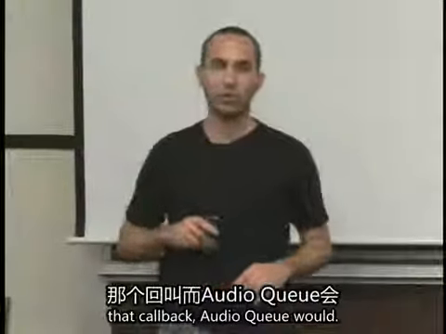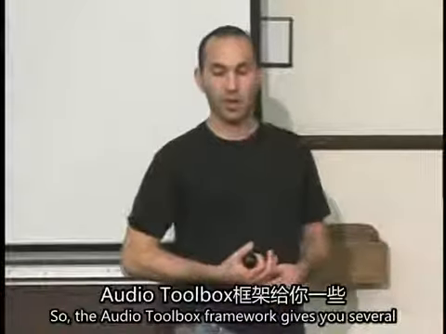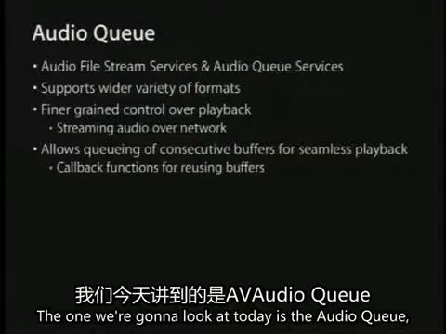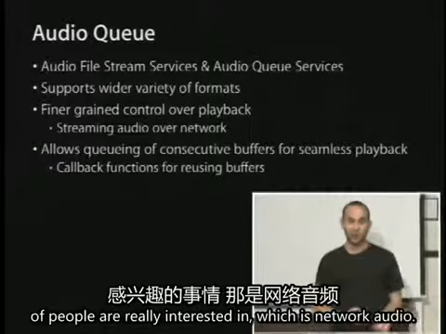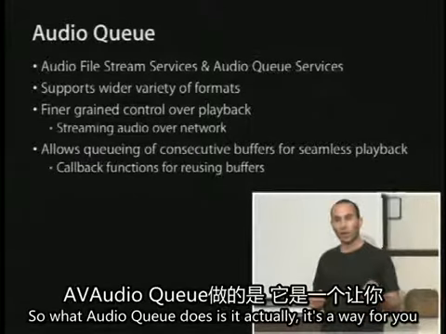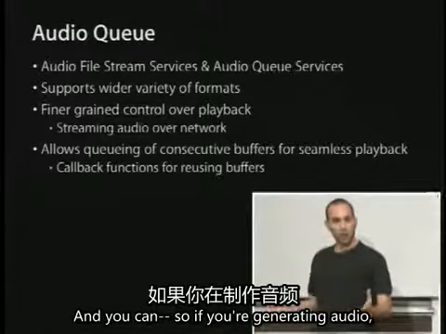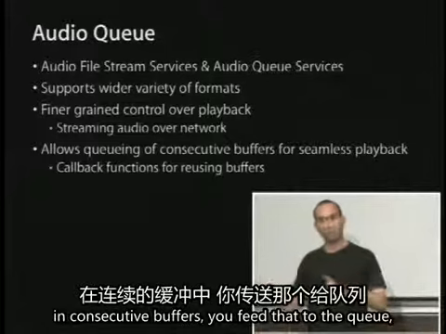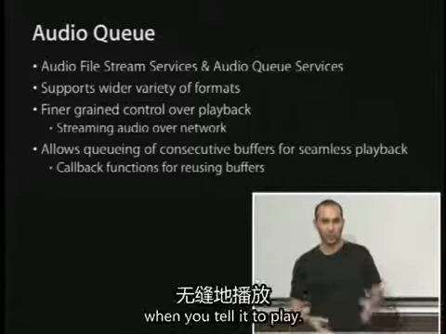So the AV Audio Player wouldn't give you that callback. Audio Cue would, and this is where we start getting into some more sophisticated APIs. The Audio Toolbox framework gives you several different classes. The one we're going to look at today is the Audio Cue. This will let you do something that a lot of people are really interested in, which is network audio. What Audio Cue does is it's a way for you to feed buffers of data to the audio playback engine. If you're generating audio, like a sine wave, you generate it in consecutive buffers, feed that to the cue, and then the cue will play that for you seamlessly when you tell it to play.